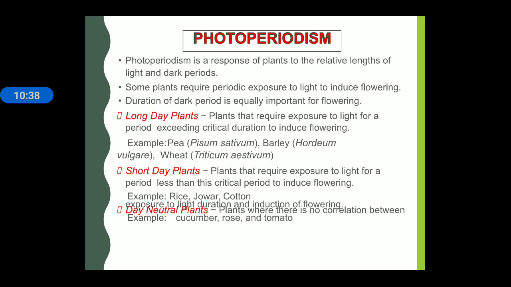So plants require a definite period of exposure to light to induce flowering. So photoperiodism is on the basis of light duration. Plants are of three types: long day plant, short day plant, and day neutral plant. Long day plant, as the name suggests, requires exposure to light for a period exceeding the critical duration. Short day plant requires exposure to light for a period less than the critical period. And day neutral plants are those which have no relation between day and night time.